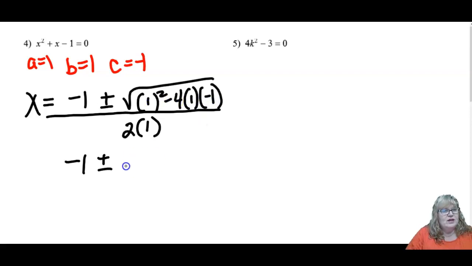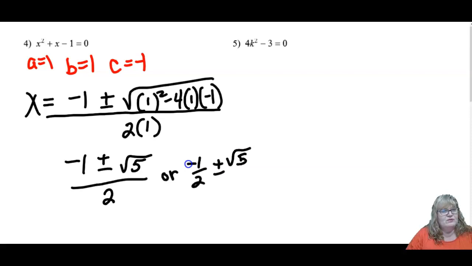So if you type that in your calculator, you will get 5. It's 1 plus 4 because the minus and negative cancel each other out. And it is all over 2. So you could leave it like that, or you could rewrite it as negative 1/2 plus or minus the square root of 5 over 2. All right.